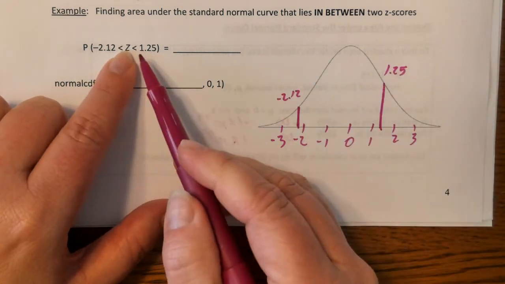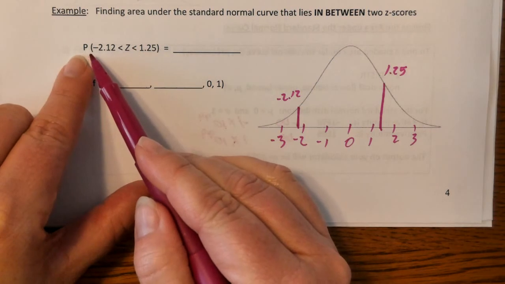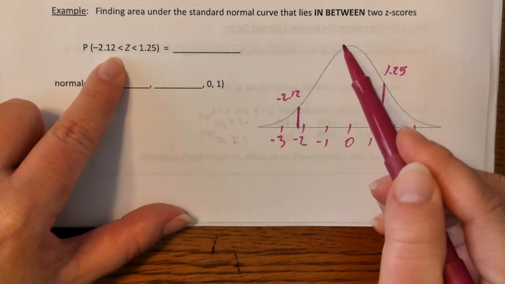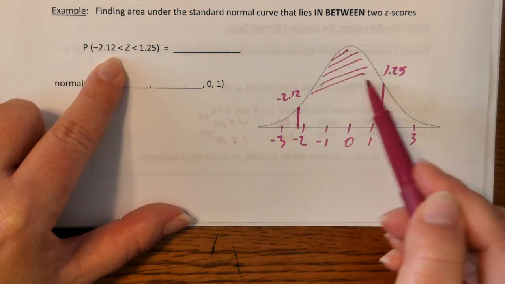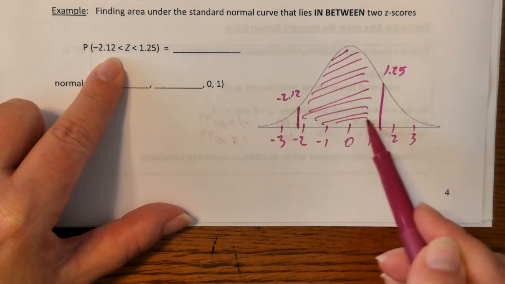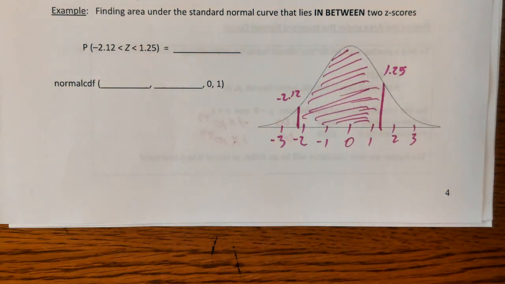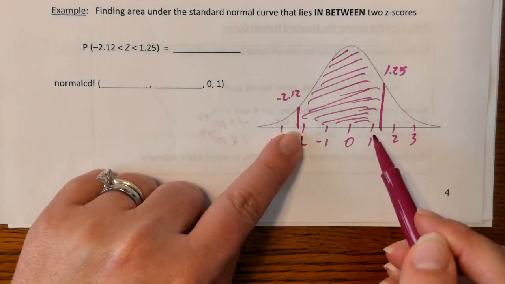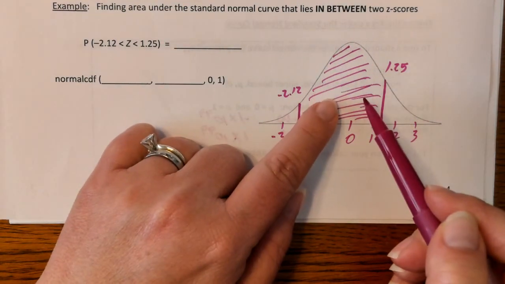We want to know the probability of someone being in between these two z-scores. What percentage of the people are in this region of the graph? Okay, we were given z-scores. That means we're looking for this area.